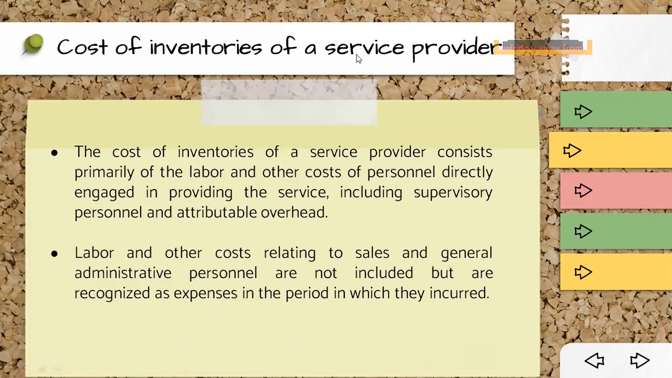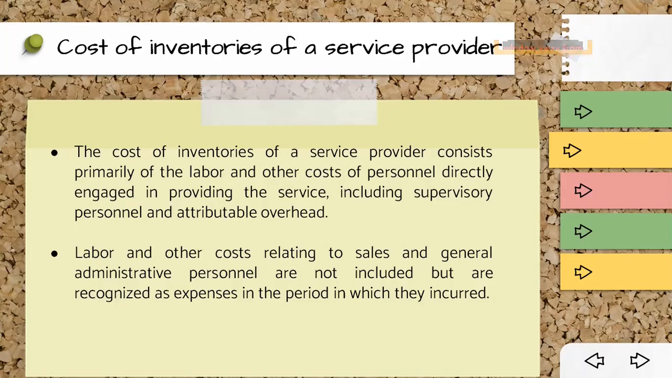So, the cost of inventories of a service provider consists primarily of the labor and other costs of personnel directly engaged in providing the service, including the supervisory personnel and attributable overhead. Labor and other costs relating to the sales and general administrative personnel are not included but are recognized as expense in the period in which they are incurred.